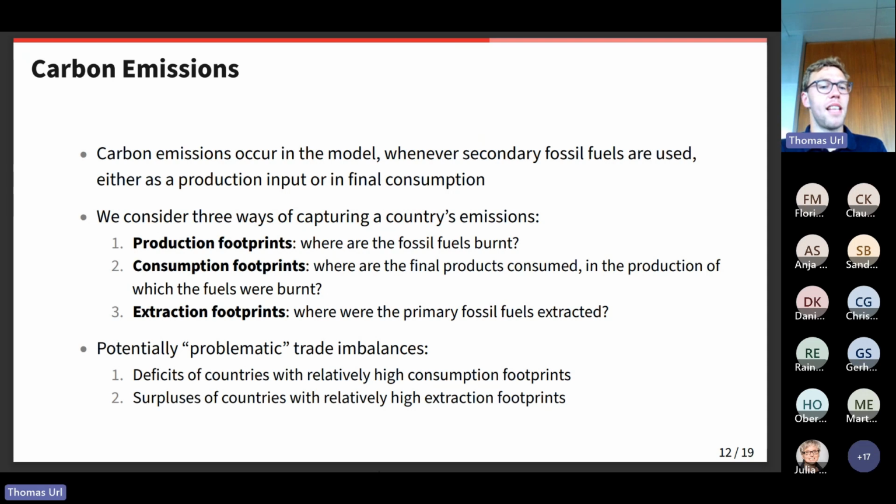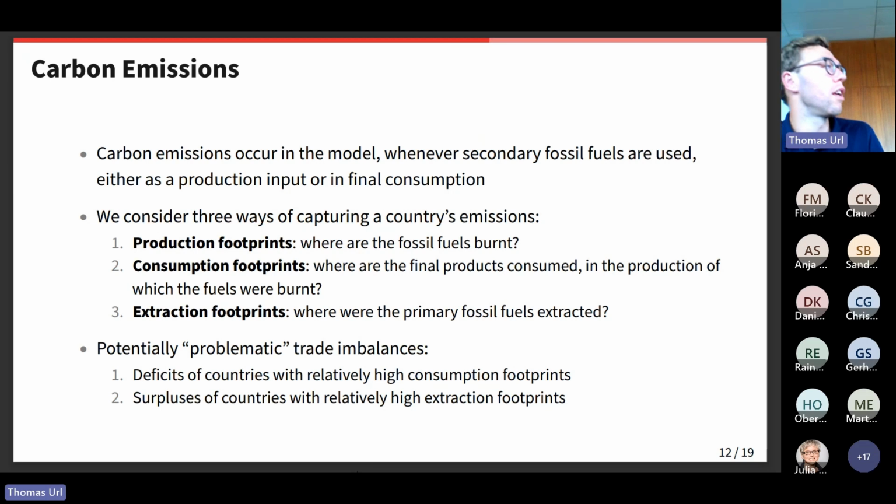So trade imbalances are potentially problematic in a way that. Excuse me, what is the difference between the production emissions and the third one? Because the third one should be covered in the first one. So it's an accounting question. So exactly, the first, that's what I mean.